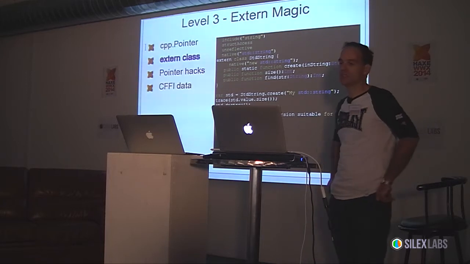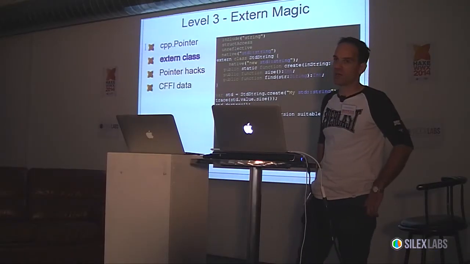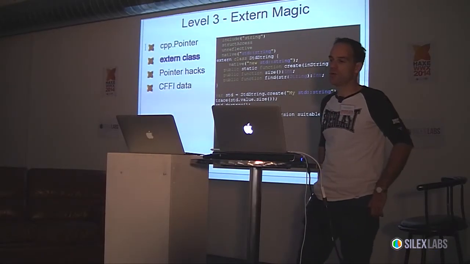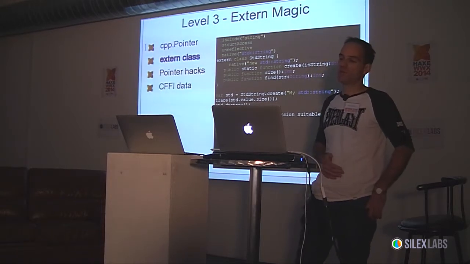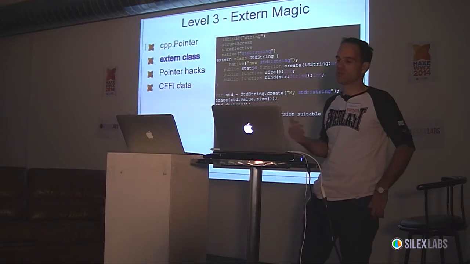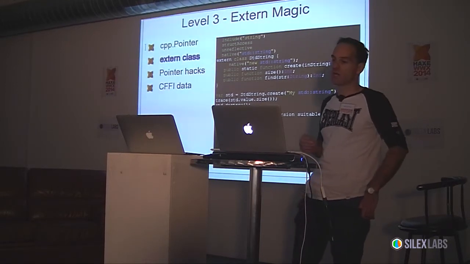So the extern class is now, I guess, the preferred way to interact with external classes: write an extern class definition for it. So you can see here I've got an extern class definition for wrapping the std string class, and it's got some various metadata to go with it. First of all, include string. So anytime you use this class, the CPP codegen will generate an include for the string, which is required by the C++ compiler.